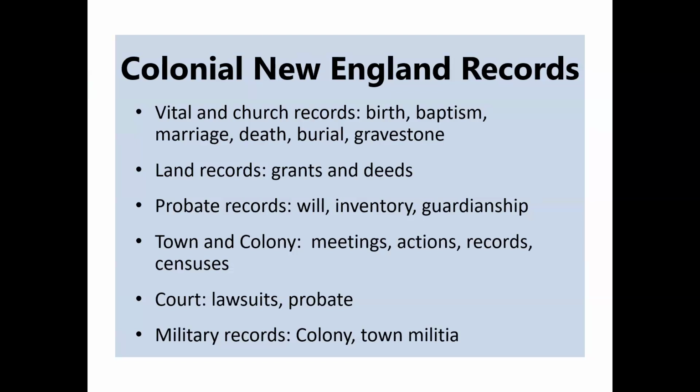When it comes to colonial New England records, the good news is you have a lot of records. The bad news is you have a lot of records. So we have vital and church records for things like birth, baptism, marriage, death, burial, and gravestones. We have land records, grants and deeds, probate records that include wills, inventories, guardianships, town and colony records for meetings, actions, records, sources, censuses, taxes, you name it.